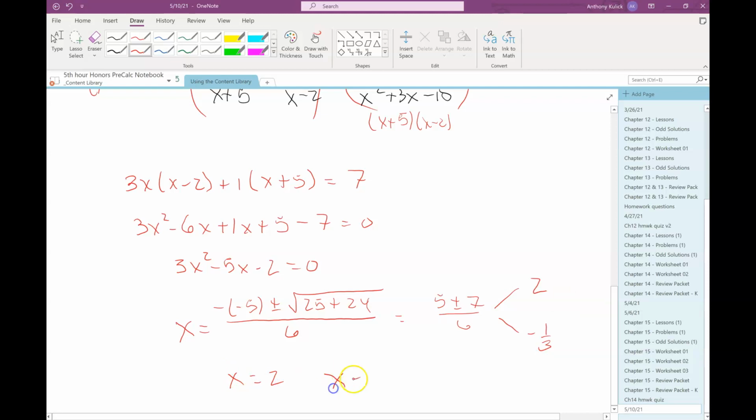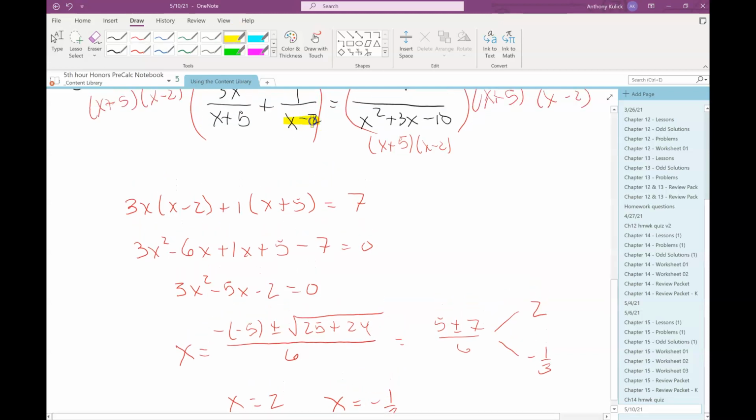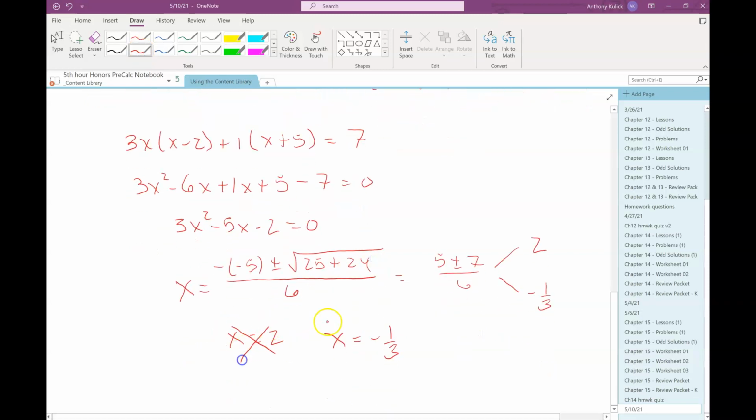But remember, I still need to make sure I go back and check. In my check, what I really care about is a zero denominator. Notice if I plug 2 in, that would make a zero denominator in 2 places, so I'm going to discard that solution and only accept the negative 1/3. Does that feel okay? No problem.